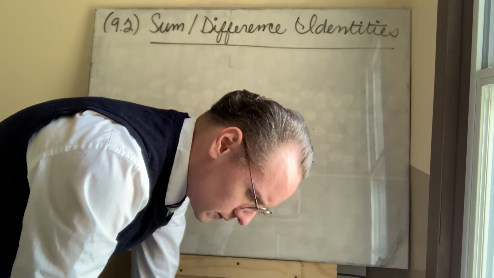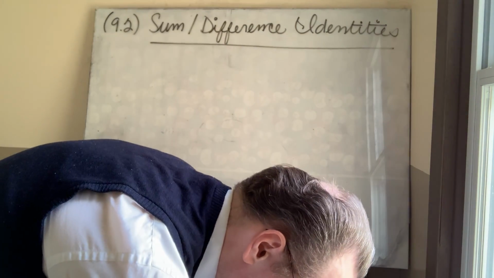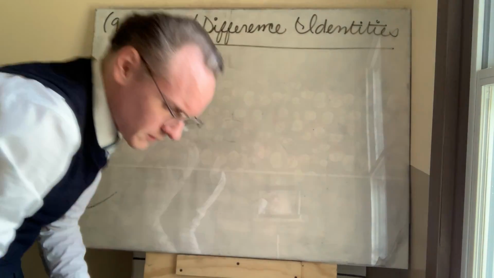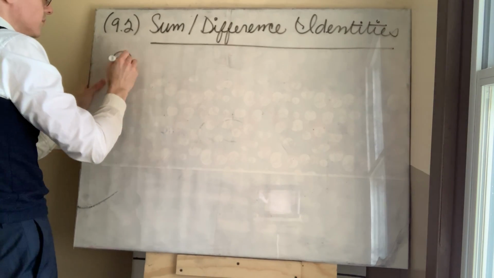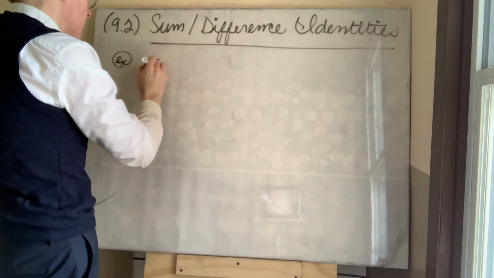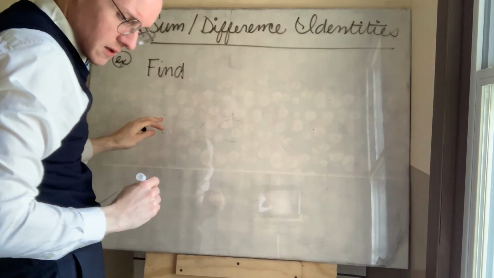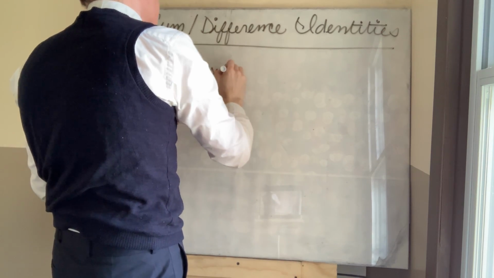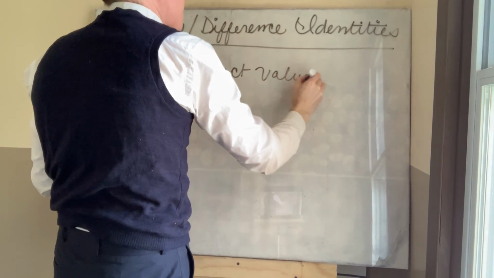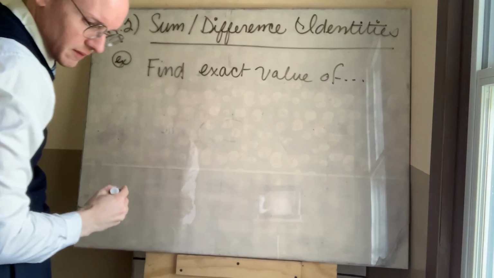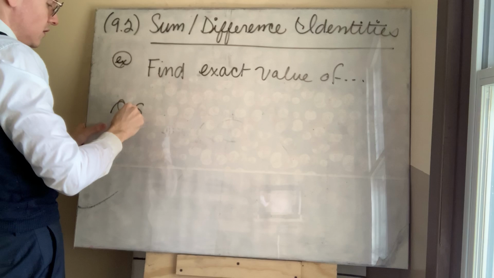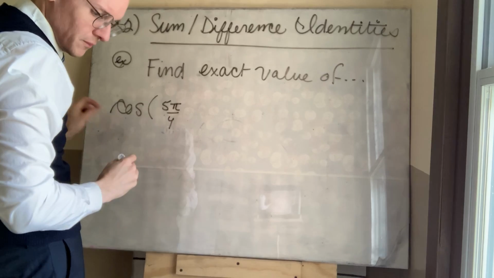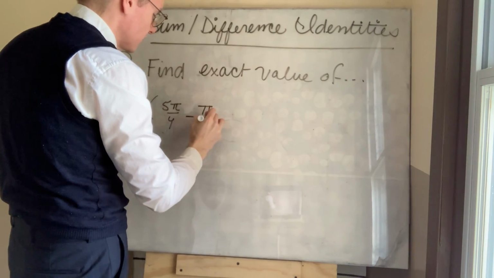And a little bit of a strategy for selecting them. If you had a problem that looks like this, finding the exact value of this function, the cosine of 2 angles, 5 pi over 4 minus pi over 6.